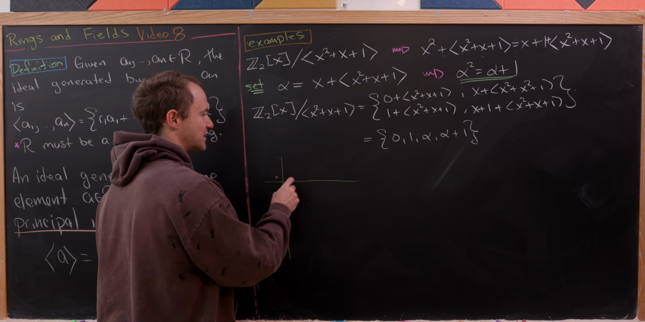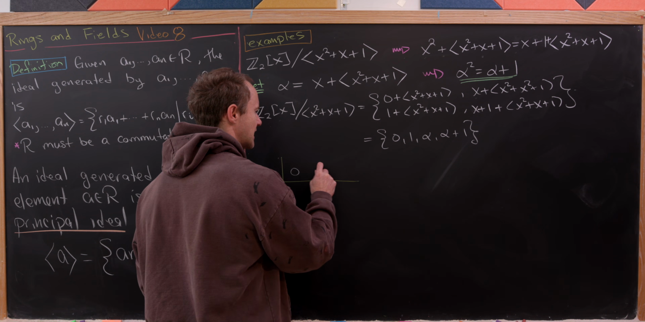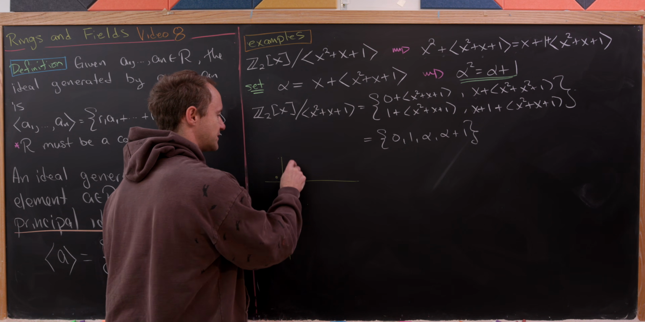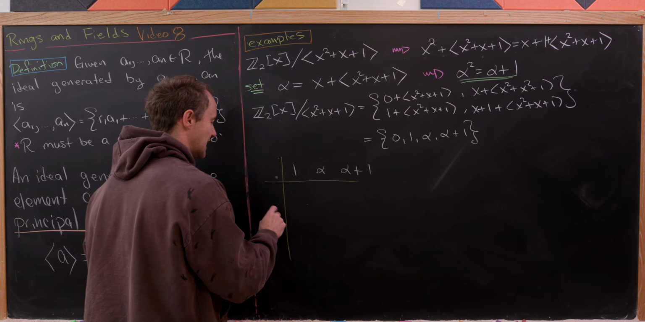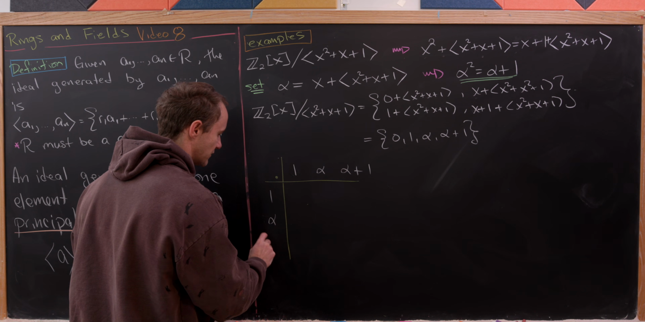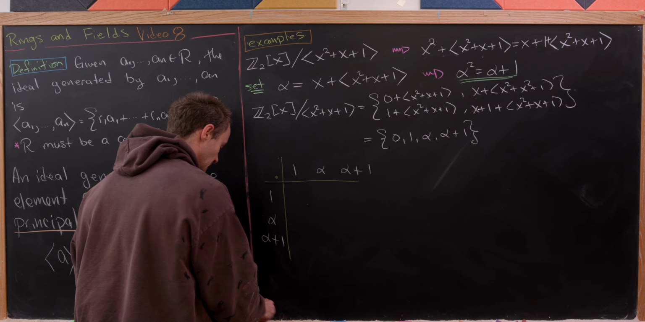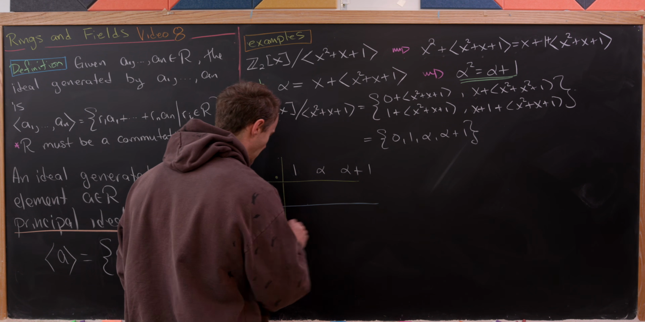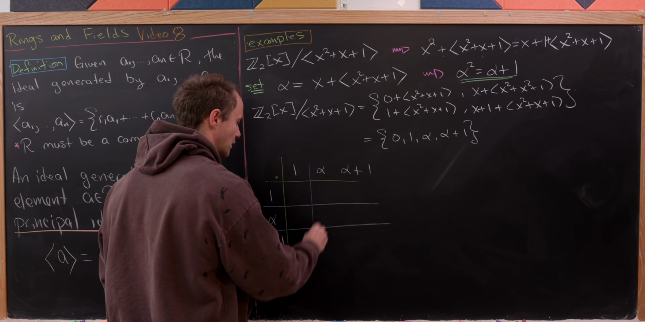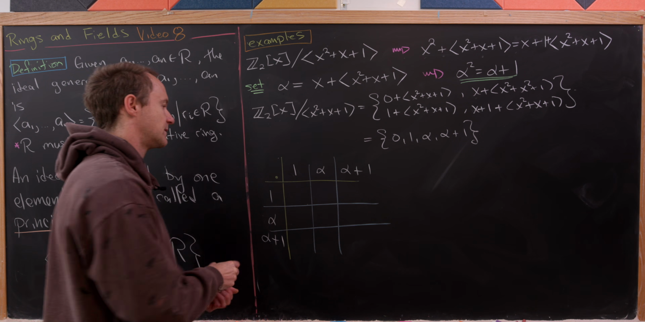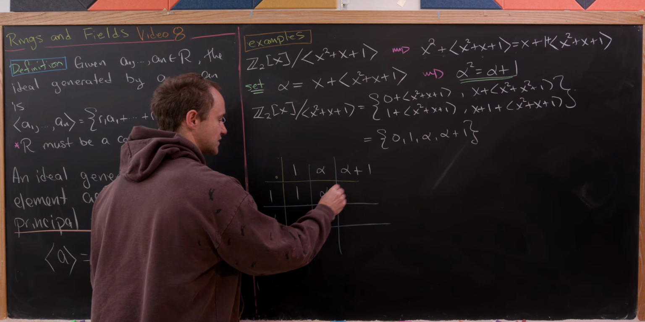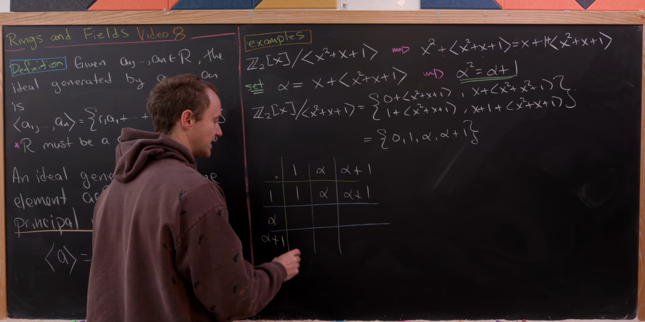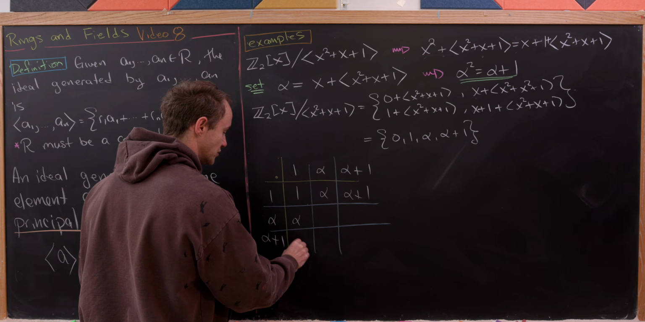So let's make a multiplication table. And perhaps I'm not going to include 0 in my multiplication table because 0 times anything is just 0. So there's not really anything going on there. So that means I've got 1, alpha, and then alpha plus 1 inside of my multiplication table. Now, multiplying by 1 is straightforward. I just get what I started with. That is the multiplicative identity inside of our quotient.